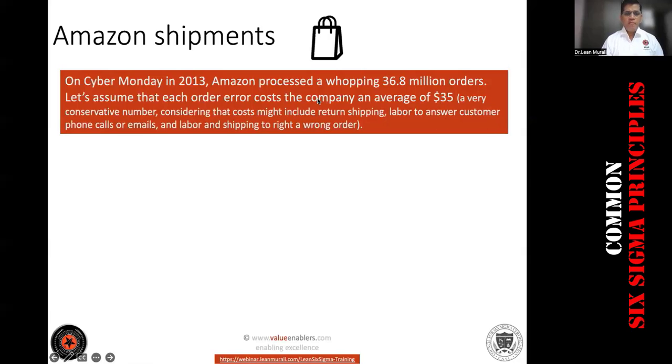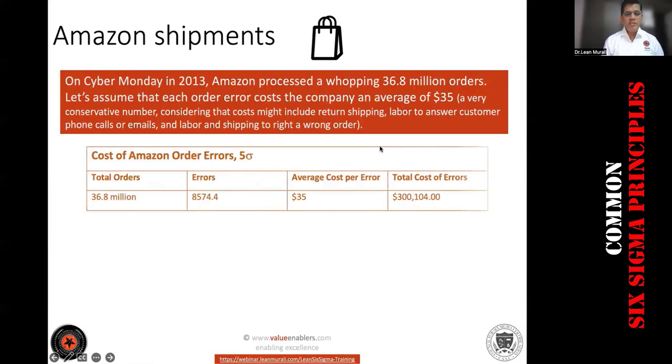And in this example, 36.8 million orders were processed. Now, at 5 sigma level, there are 8,574 errors out of these 36.8 million. So at $35, the cost is over $300,000. All of you give a shocked emoji in the chat box.